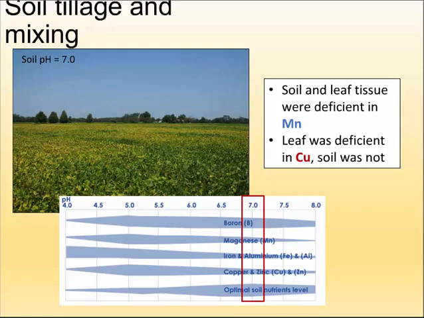What was also interesting, though, is that the leaf was deficient in copper, but the soil was not. So in this case, what we saw was the soil had plenty of copper that could be extracted in the lab, but the soybean had no access to it, because in this case, the leaf couldn't pull it up.